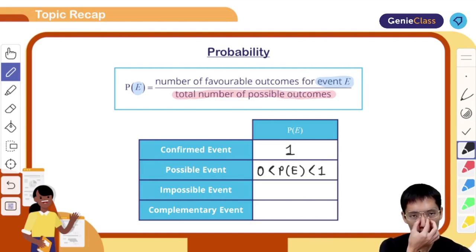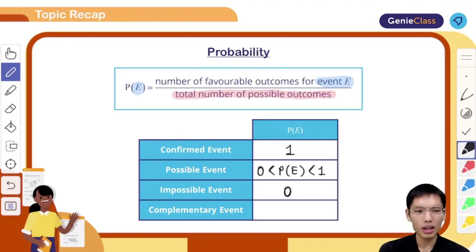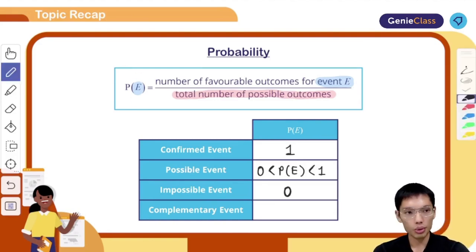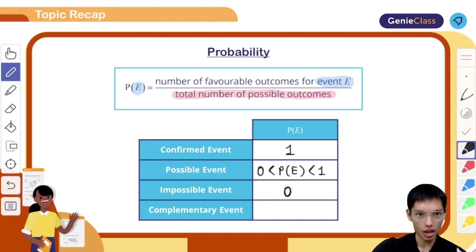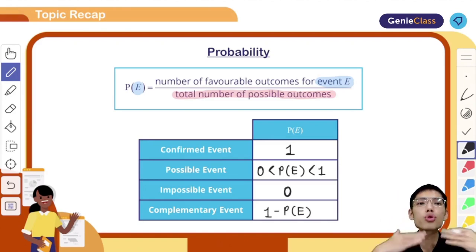Just a refresher. If it's confirmed, I definitely know it happens, it's 1. Impossible, for example, the probability that Singapore is going to snow. It's not possible, right? Yes, Denise, that's right. It's 0. And let's say I want to find the opposite of event E, the probability of Singapore not snowing. Suppose E is the probability of Singapore snowing. Not snowing will be the other way around. Take note, it's the opposite, so it's going to be 1 minus the probability of the event happening. So these are the few things that you usually will work with for the first part of probability.